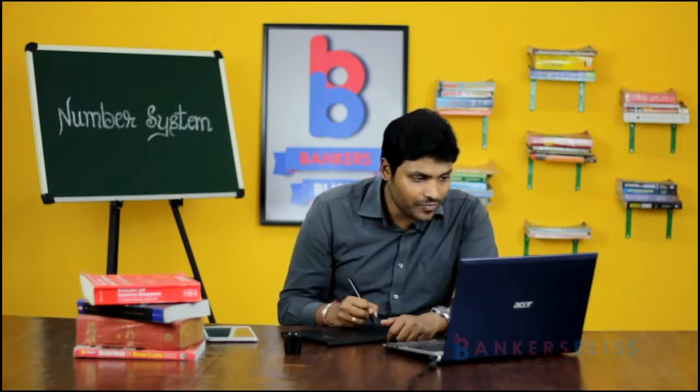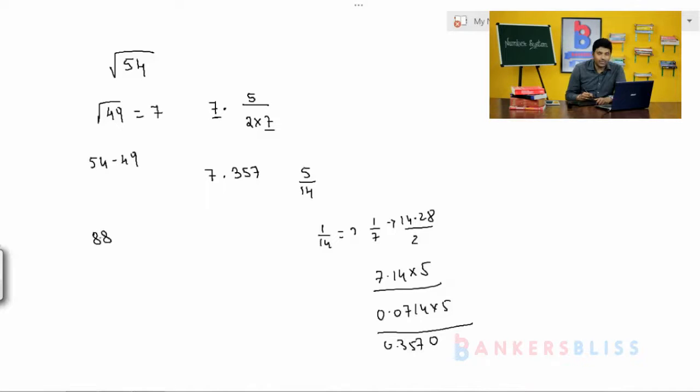The number is 88. Which is the perfect square number near to 88 and less than 88? That is 81. The square root of 81 is 9. So the answer is 9 point something. Now what is the difference between 81 and 88? That is 7, divided by 9 into 2.